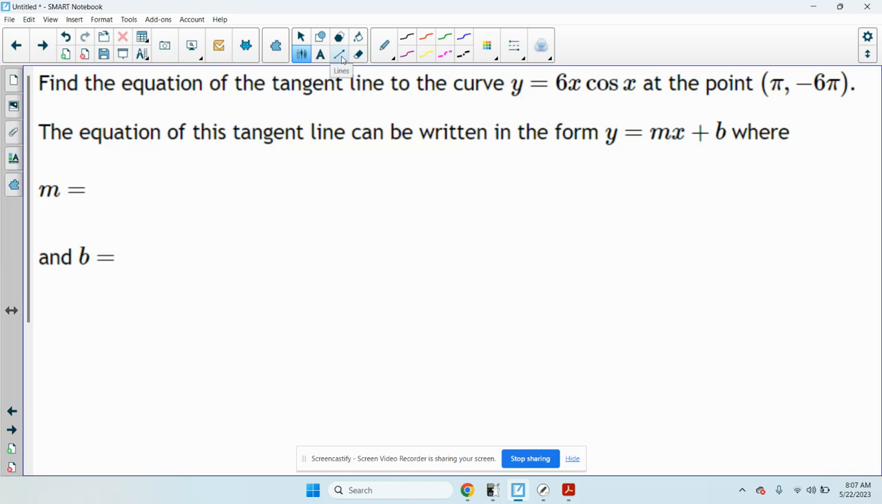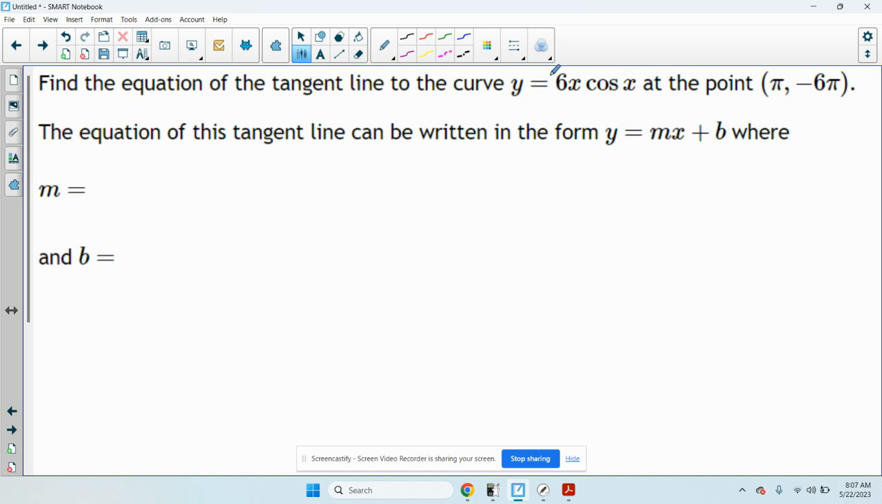Okay, this says find the equation of the tangent line to the curve y equals 6x cosine x at the point pi, negative 6 pi. All right, so the first thing we need to do is find the slope. We already have an xy coordinate here, so we need to find the slope in order to get b.